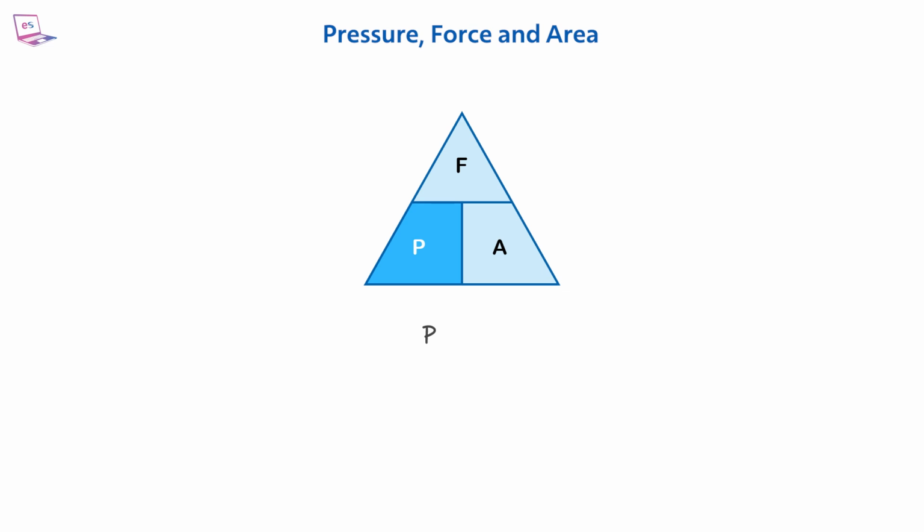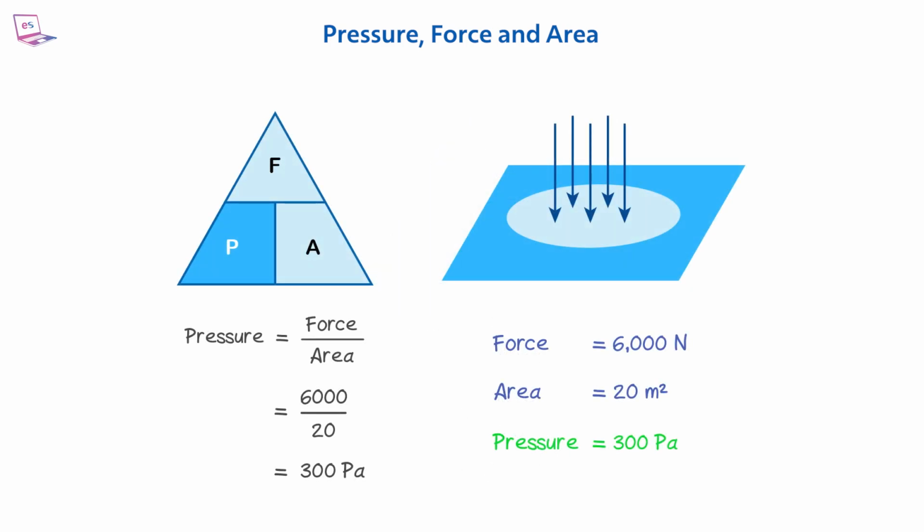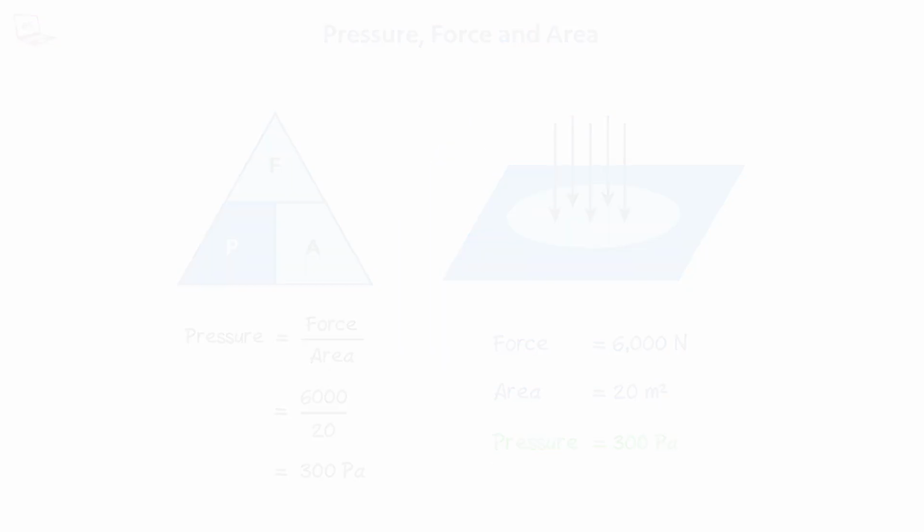What do you see? It is F by A. That is, you need to divide force by area to find pressure. Let's substitute the values in the formula. Pressure equals 6,000 divided by 20 equals 300 pascals. Pressure exerted by the force equals 300 pascals.